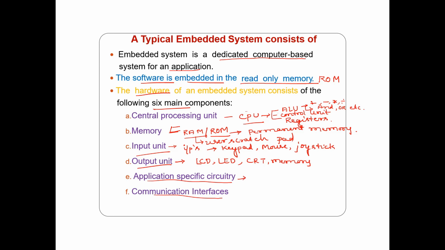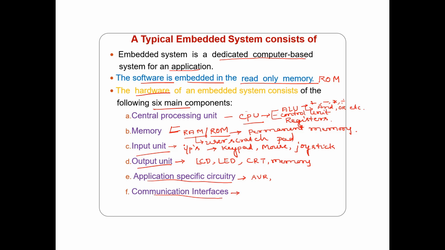If you go to the application specific circuitry, these are application specific, like AVR boards, AVRs, etc. They are the application specific circuitries. And then the communication interfaces, because whenever the central processing unit is interacting with the input device to perform a specific task, the result has to be sent to the output device.